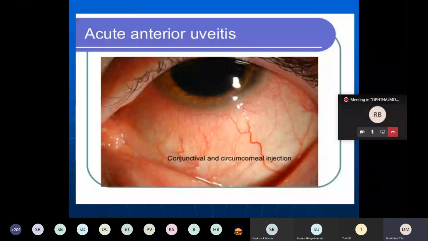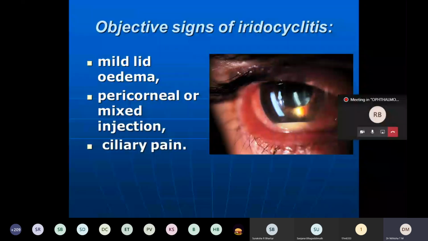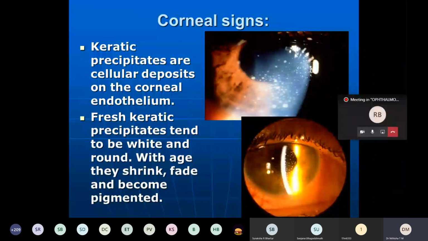What are the important signs of iridocyclitis? Periorbital edema or lid edema can be there. There is circumciliary congestion and there is always ciliary pain. Severe pain will be there. That is called ciliary pain. What are the signs you see in the cornea, which is very important?